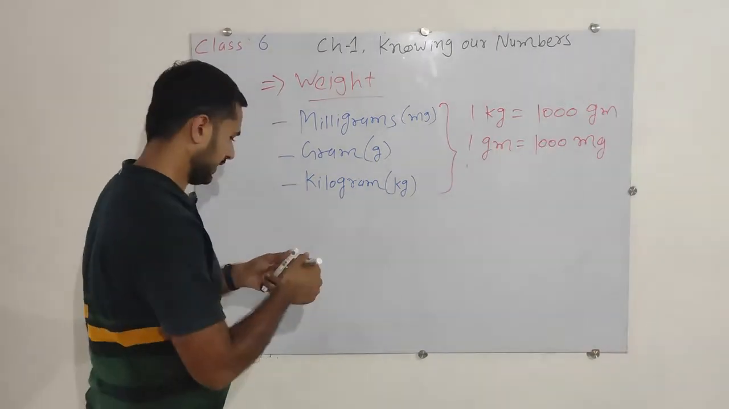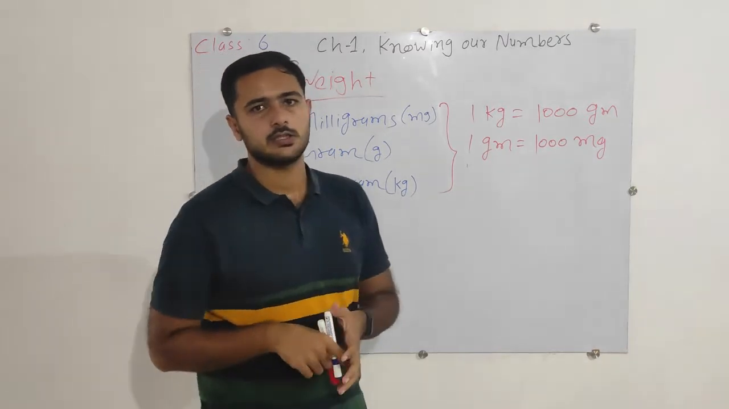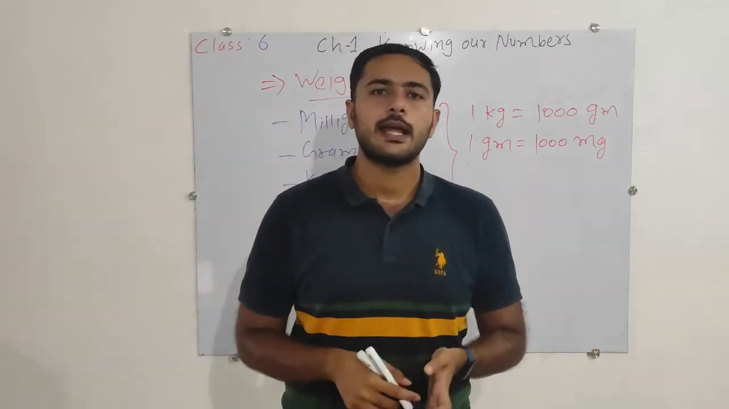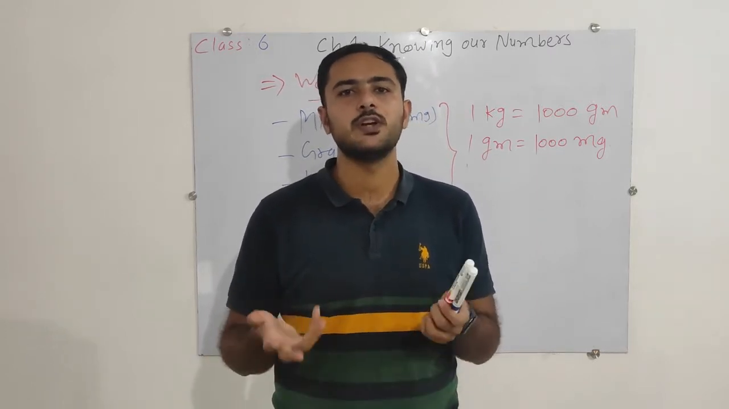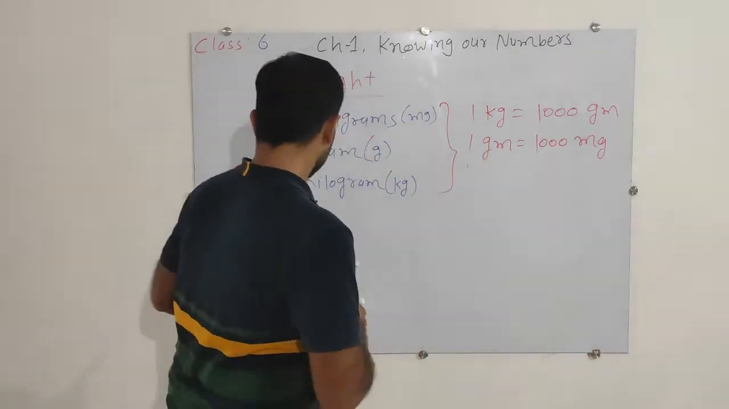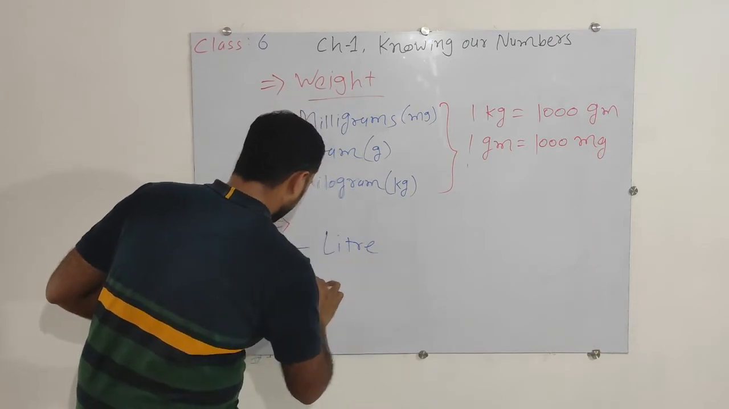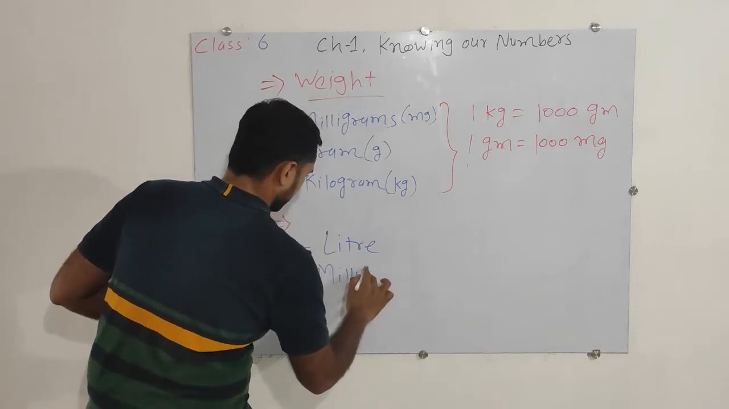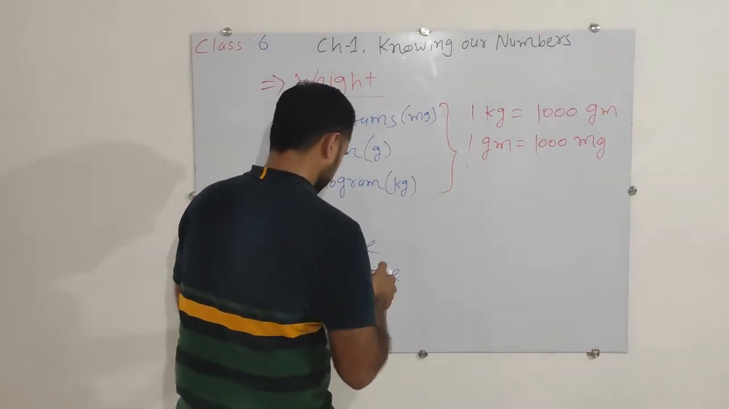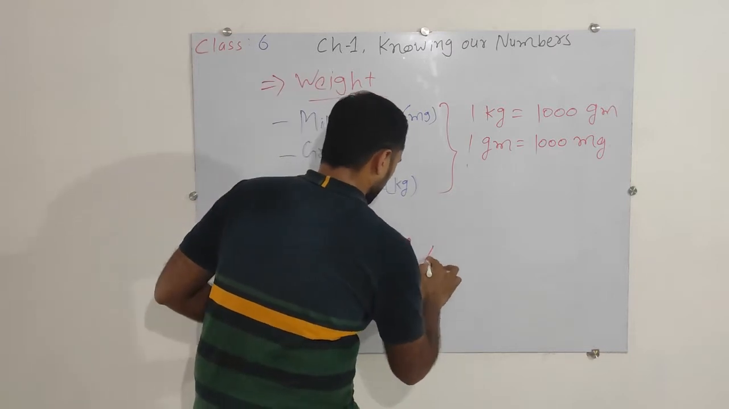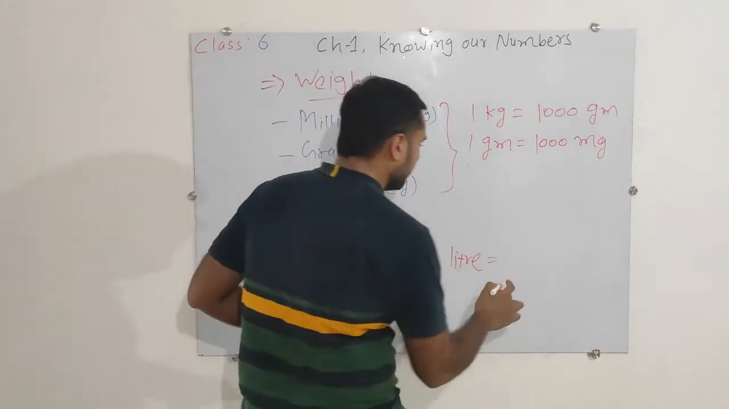Now let's see the units for liquids. We cannot measure liquids like petrol and diesel in the same way. If we want to purchase a liquid, what do we say? Just give 1 liter, 2 liters, 3 liters. So in that case the units are liter and milliliter. And the relation between both is that 1 liter is equal to 1000 milliliter.